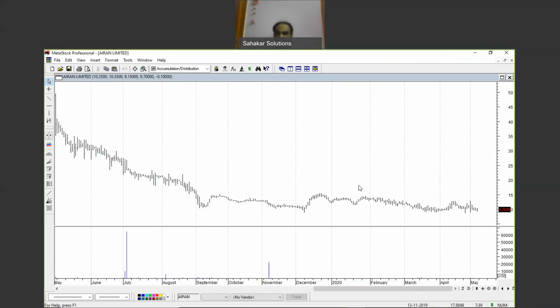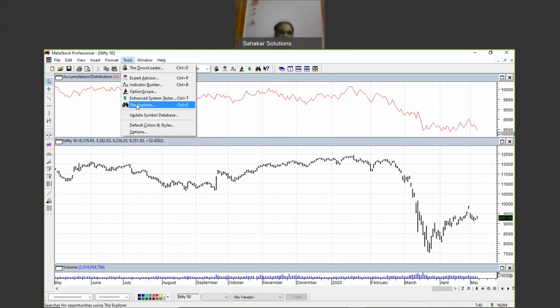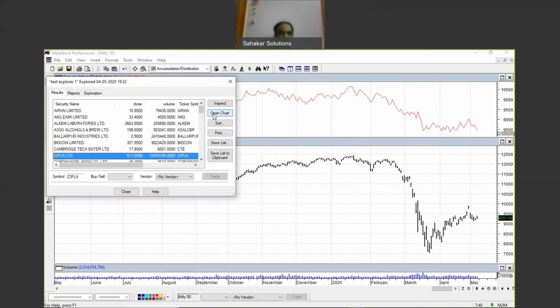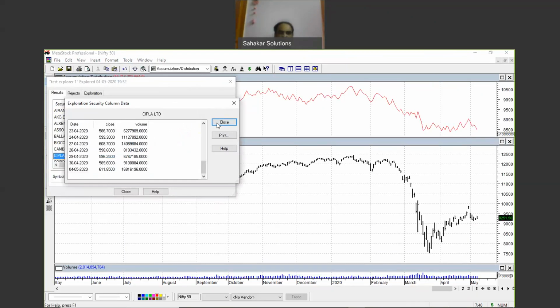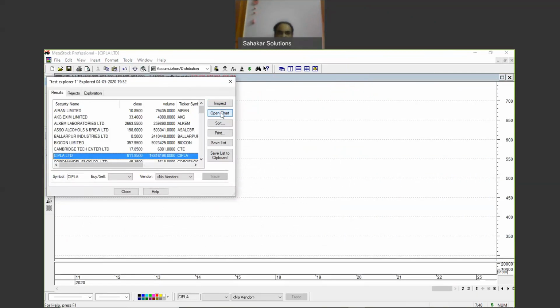And we have Iran on 4-5. It was 10 rupees 85 paisa, and later next day it was 11 rupees 45 paisa, and so on. So we will check another stock. Another stock, Nifty. Okay, we will see. Cipla. What was Cipla on 4-5? Yes, it was traded. Okay, we will see Cipla.